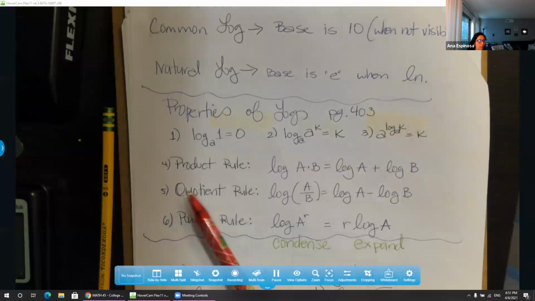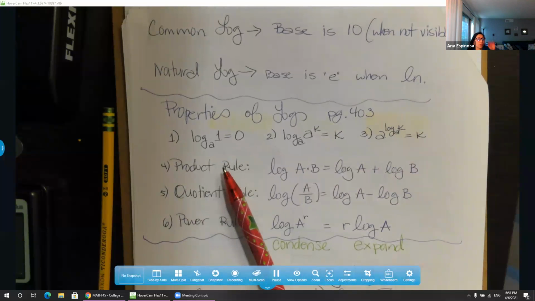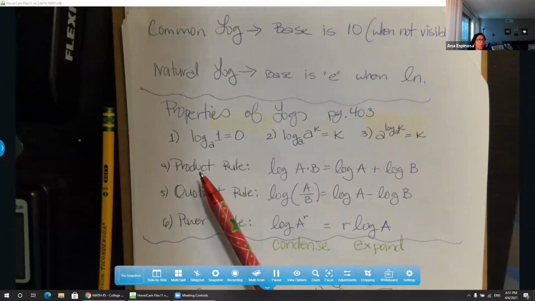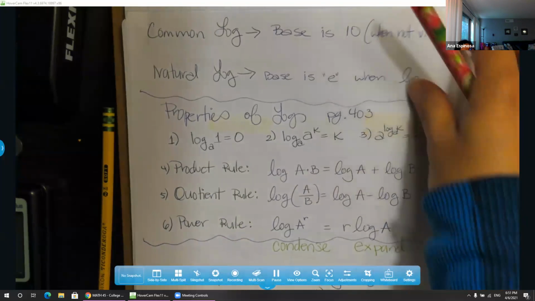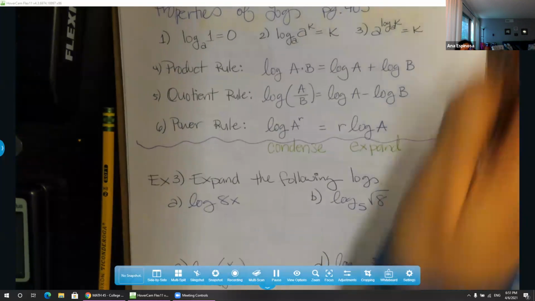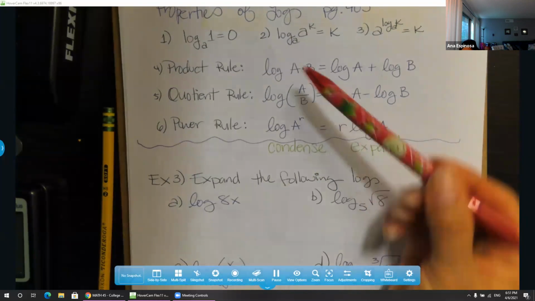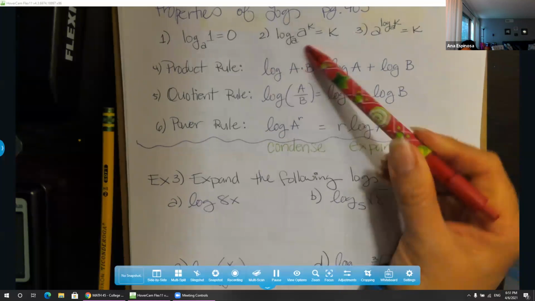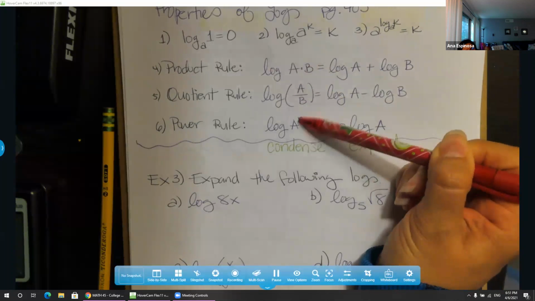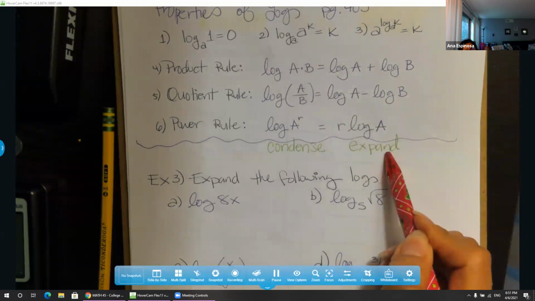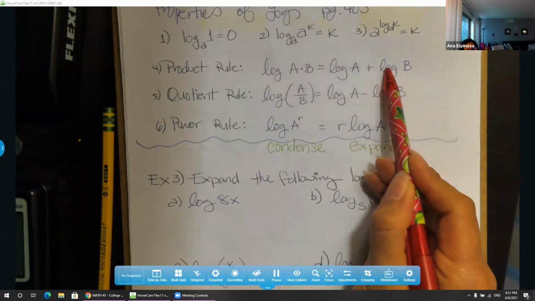Then you have 3 rules, which are going to help us solve these logarithm functions: a product, a quotient, and the power. Those will be a little bit later on, but for right now, we will have to condense and expand. When it is condensed, it will look like this. Condensed means one single log with stuff multiplying, dividing, or taken to a power. When it is expanded, each term has to have its own log.